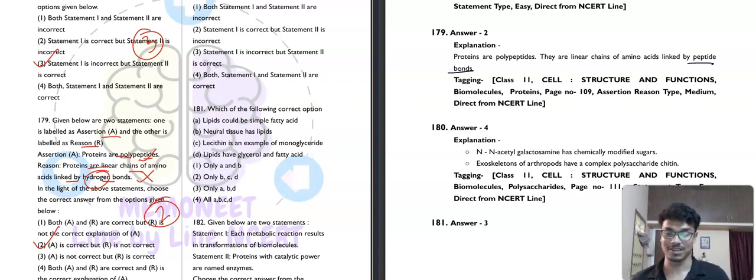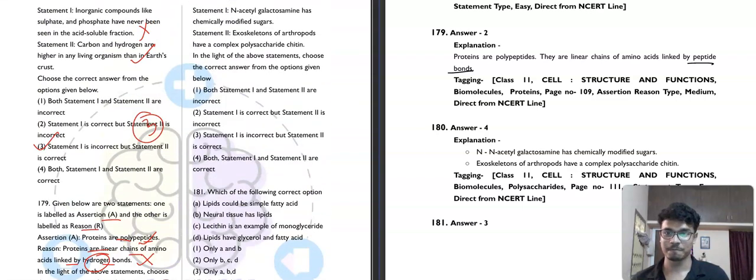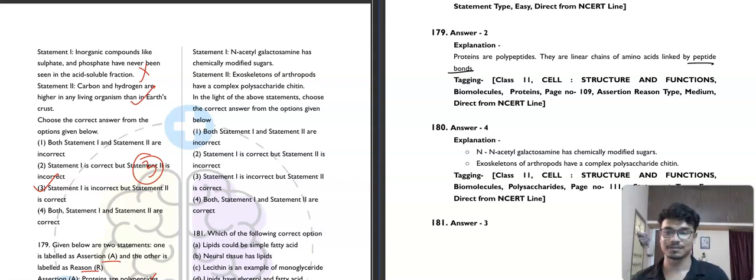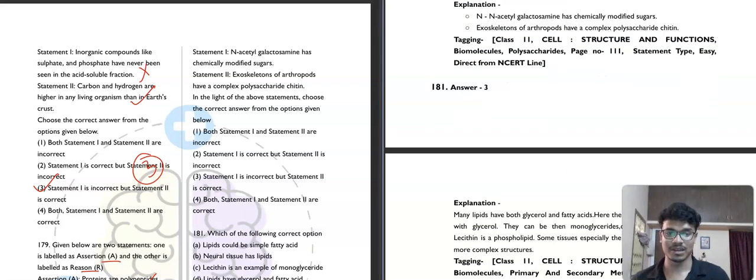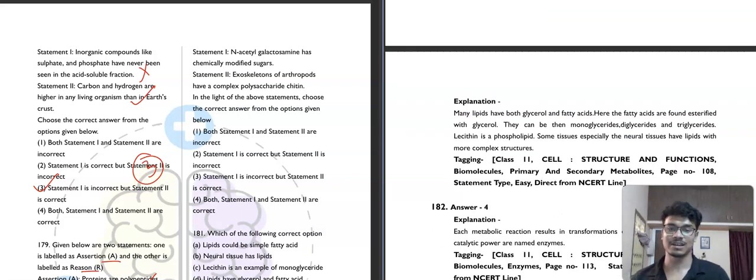I have not checked that. Okay. Then question number 180. Two statements are given. N-acetyl galactosamine has a chemically modified sugar. The second statement is: exoskeleton of arthropods has the complex polysaccharide chitin. This is correct. N-acetyl galactosamine, NAG, is a chemically modified sugar.